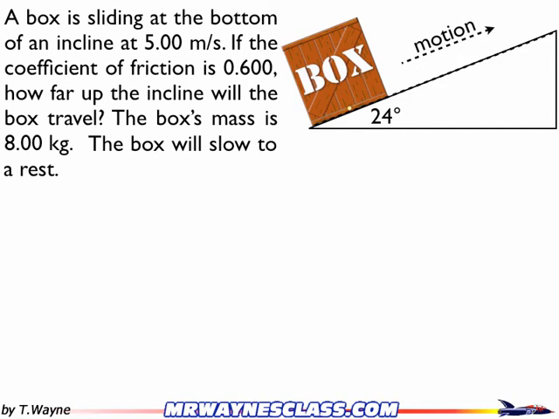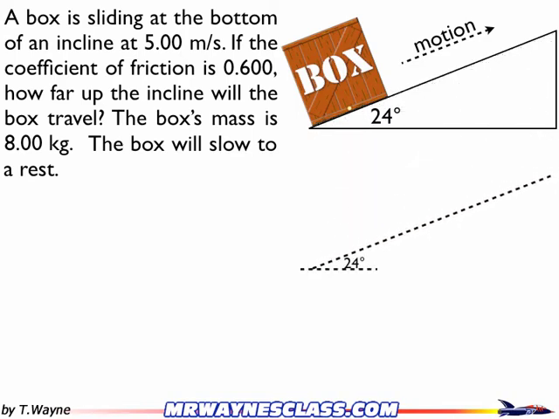This video is going to show you how to solve an example problem using free body diagrams. A box is sliding at the bottom of an incline at 5 meters per second. If the coefficient of friction is 0.6, how far up the incline will the box travel? The box's mass is 8 kilograms and the box will slow to a rest.